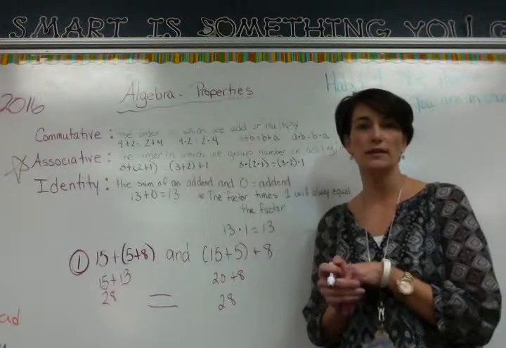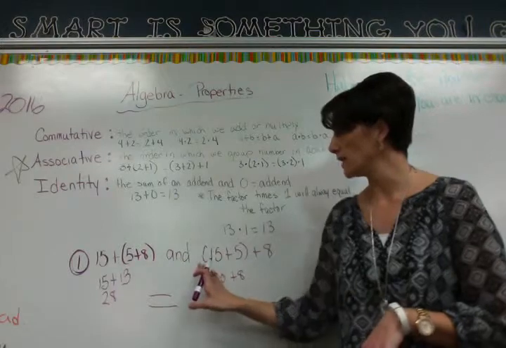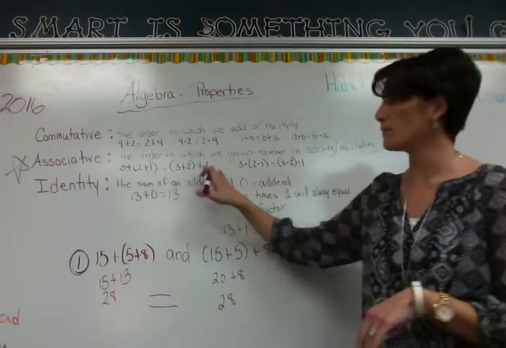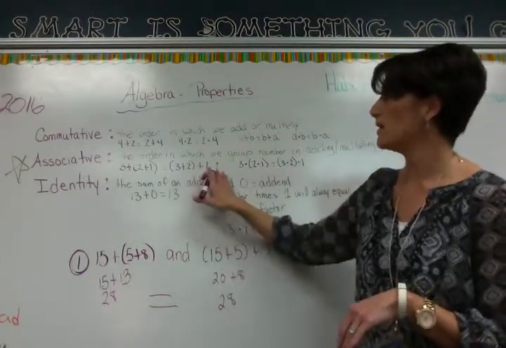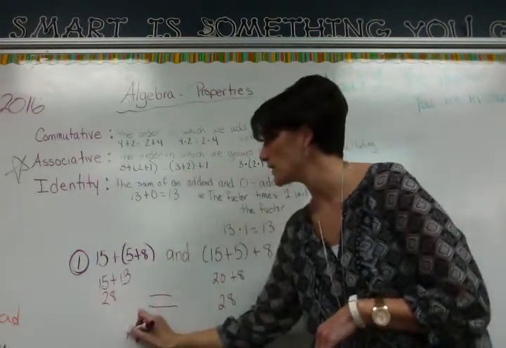And then I have to say what property we're using. So I'm seeing grouping because I'm seeing parentheses. And so if I look back at my definitions, I can see that the definition that's using parentheses is the associative. So I would write that down.